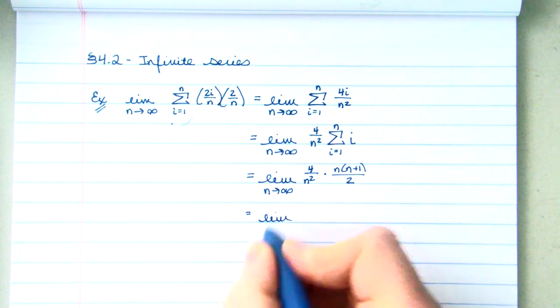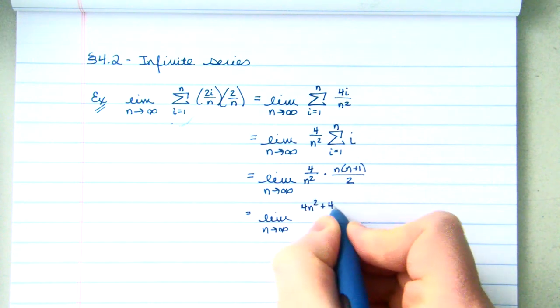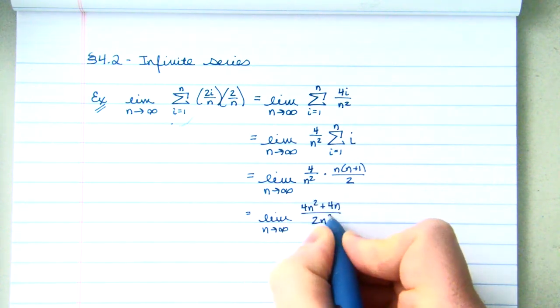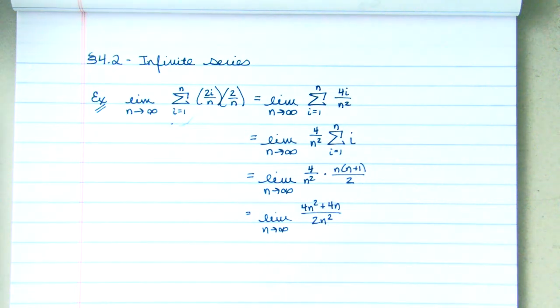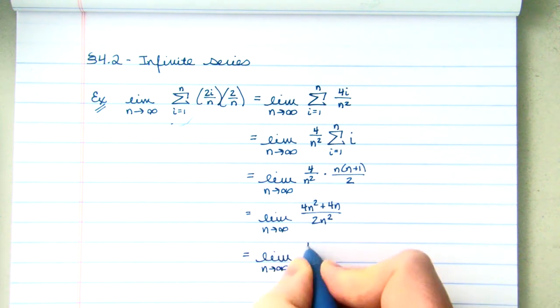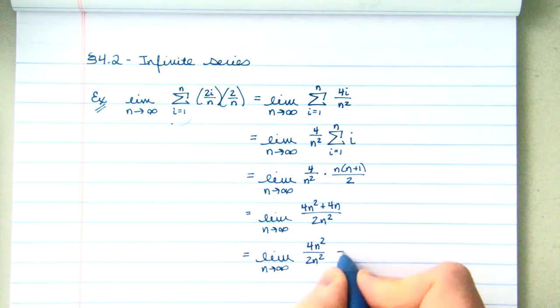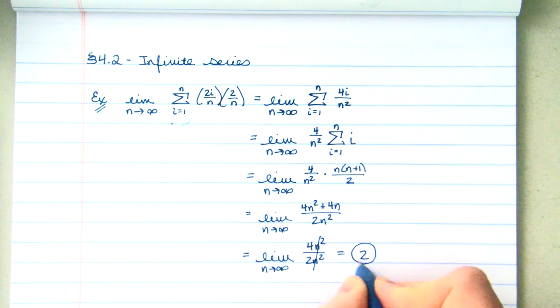This will equal the limit as n approaches infinity of 4n squared plus 4n over 2n squared. I'll do my limit of the ratio of the leading terms, and I'm going to get the limit as n approaches infinity of 4n squared over 2n squared. The n's cancel. We're going to get 2 for our final answer. I'll make the video pause if you need a moment to copy any of that down. And then we're going to take a look at one that's a little bit tougher.